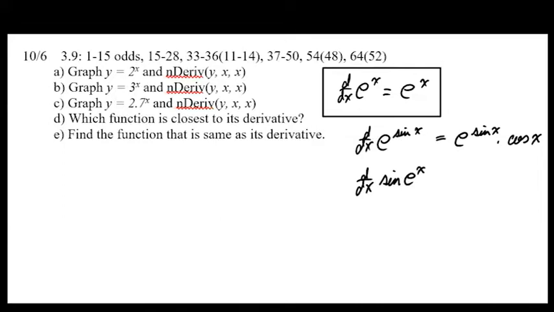What about this one? Now here, outside function is sine of something. So the derivative of sine something is cosine something, isn't it? And that something is e to the x. And now the derivative of that inside function, which is e to the x, is still e to the x. You see how this thing works out? Capish? Okay, that's one nice definition of what e is.